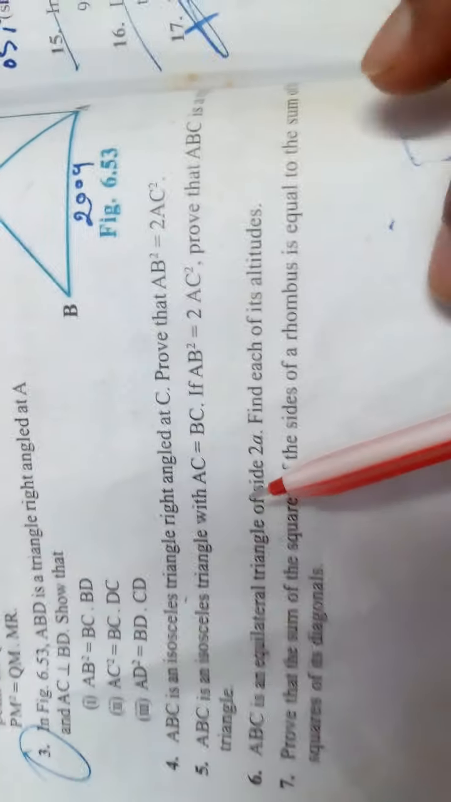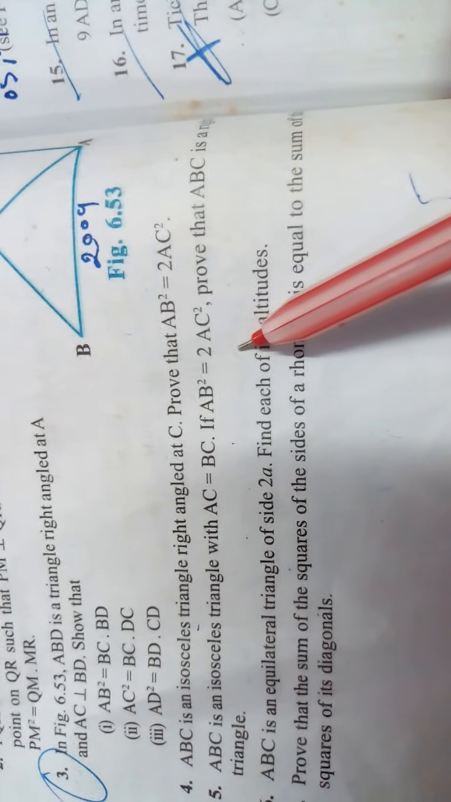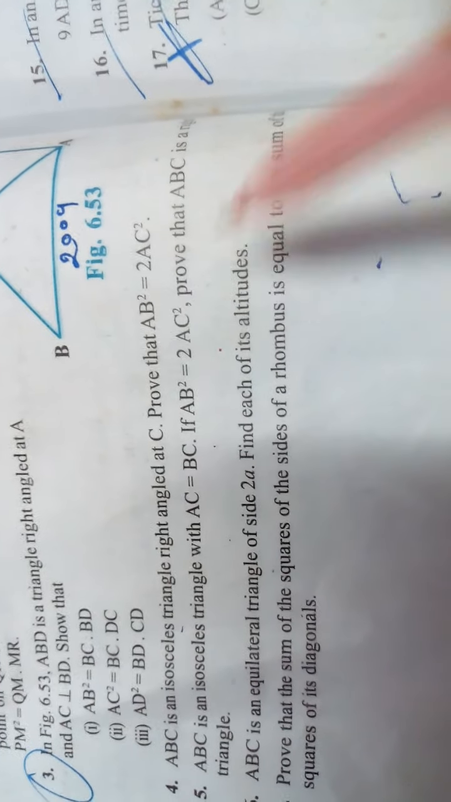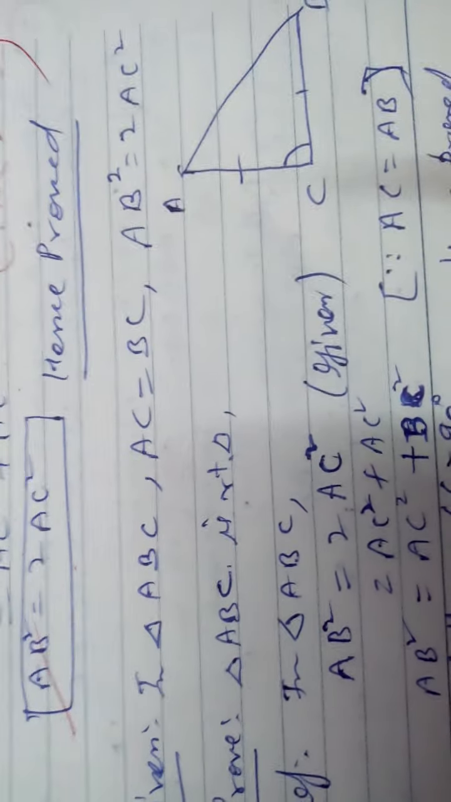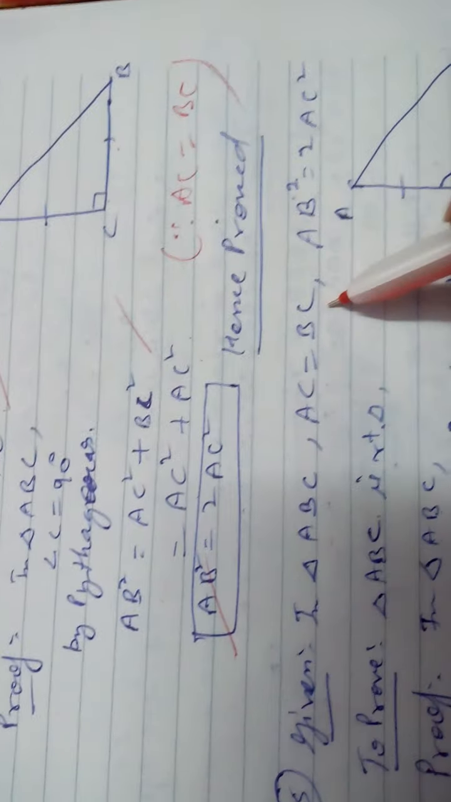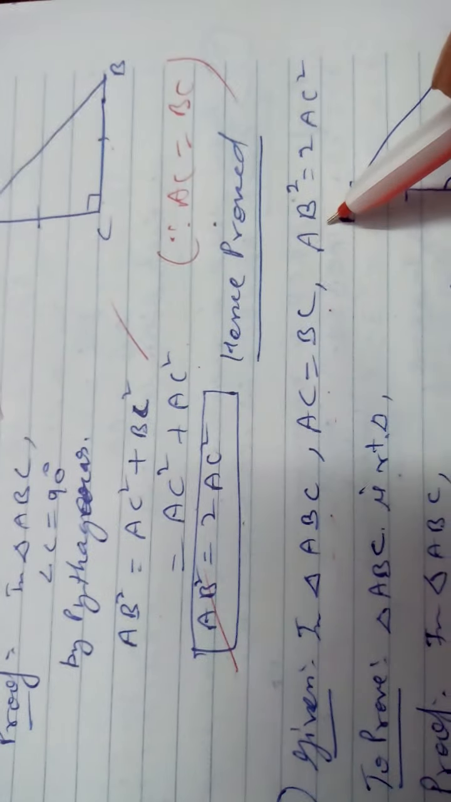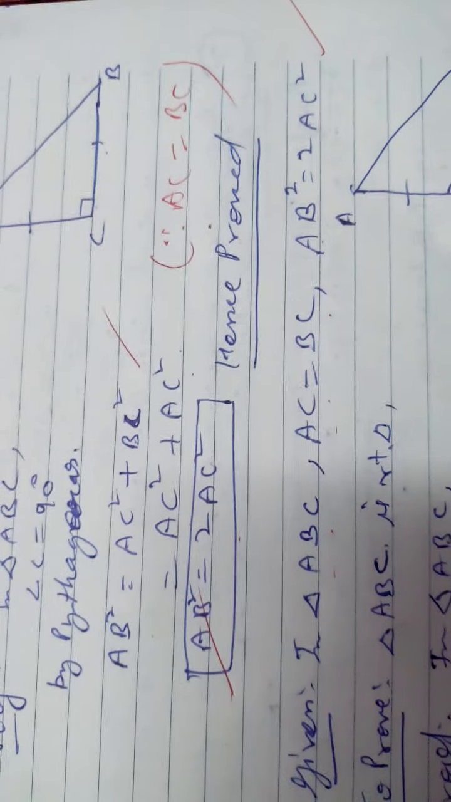Question number 5 is a converse of it. In an isosceles triangle, AC equal to BC and this is given. Converse of this question. Prove that it is a right triangle. Question number 5, I have written. What is given? A triangle, not a right triangle. AC and BC are equal and AB square is equal to 2 AC square, it is given.